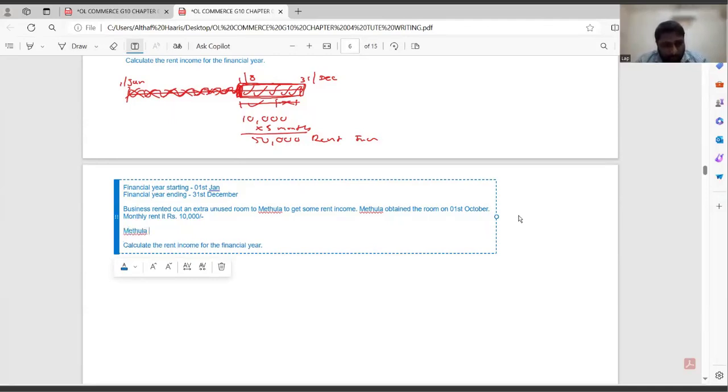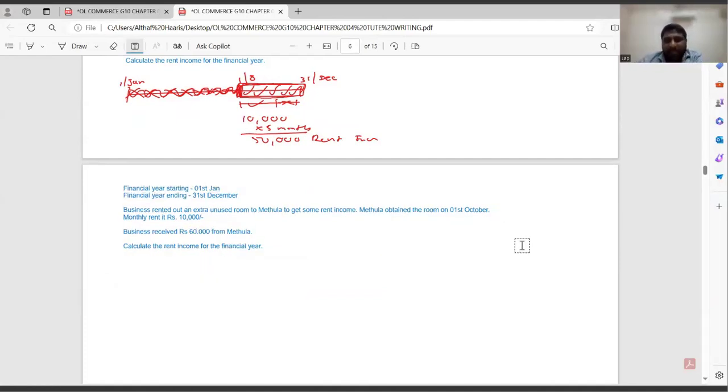Mithula paid rupees 60,000 to the business. So the business received rupees 60,000 from Mithula. Calculate the rent income for the financial year.